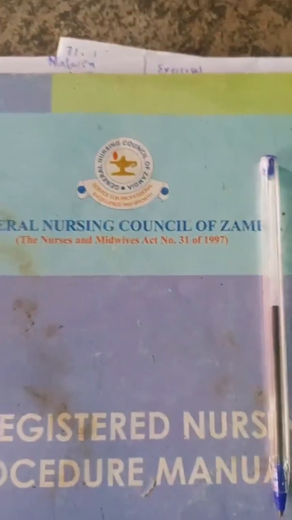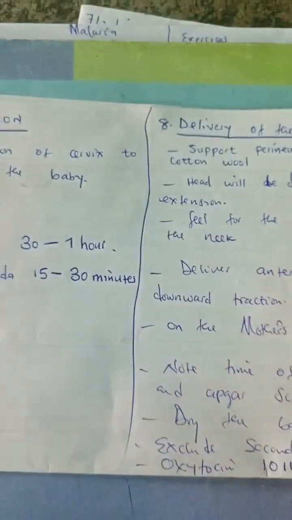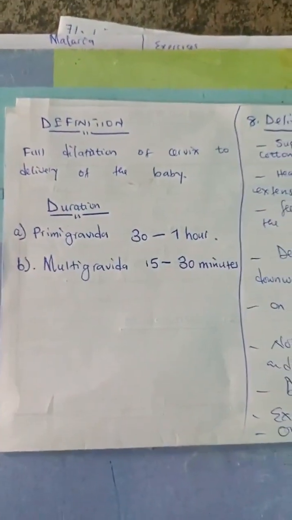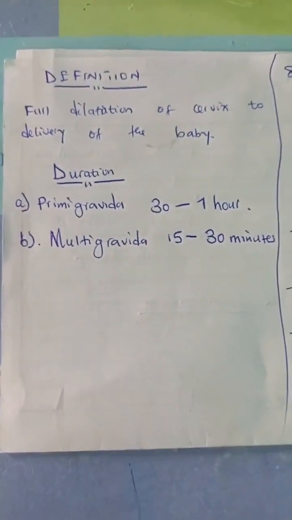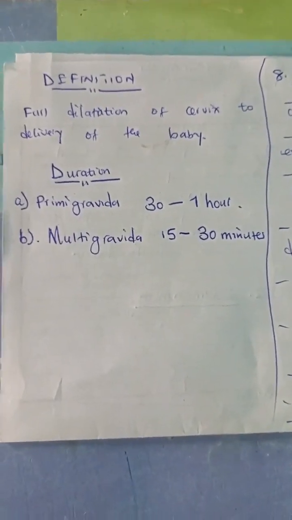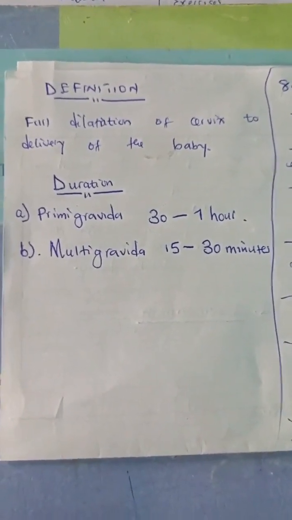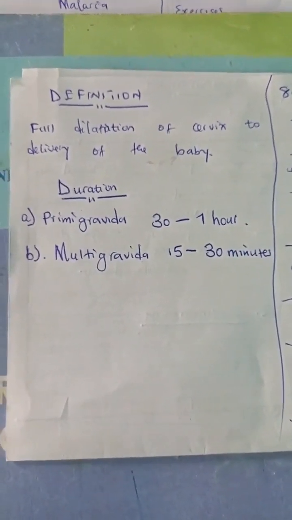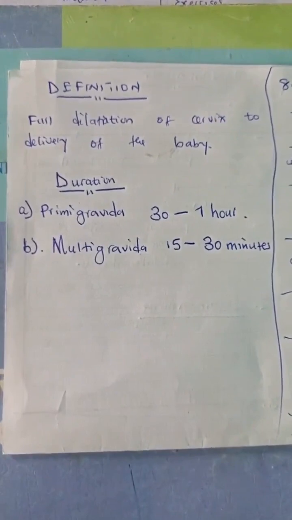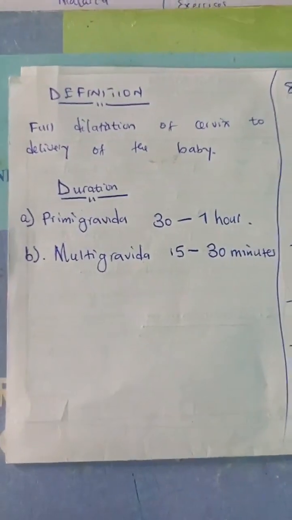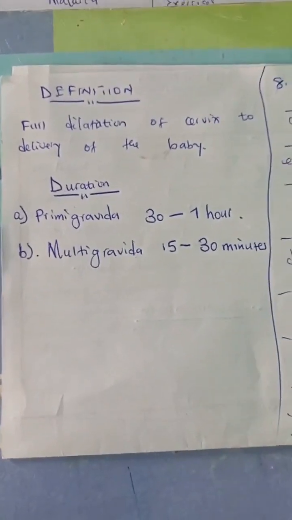So we'll start with the definition of second stage of labor. So this is the phase from full dilatation of the cervix, which is 10 centimeters, until the baby has been delivered. So what's the duration?